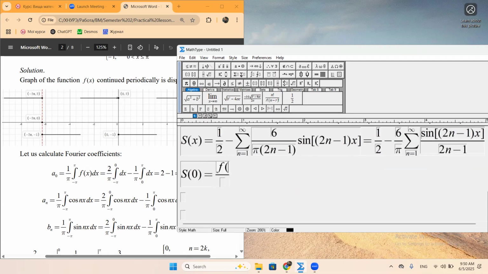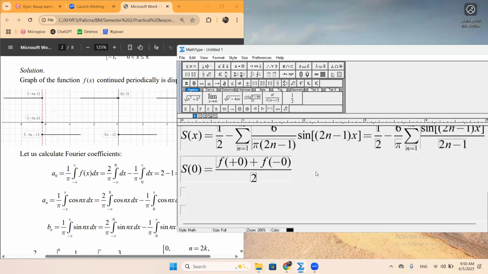Yeah, so we also have to find the sum of the series at each point. So f from plus 0 plus f from minus 0 divided by 2. So f from plus 0 equals minus 1 and f from minus 0 equals 2. Dividing it by 2 and we received 1 over 2. And what about s from p, s from minus p? Actually, they are the same.